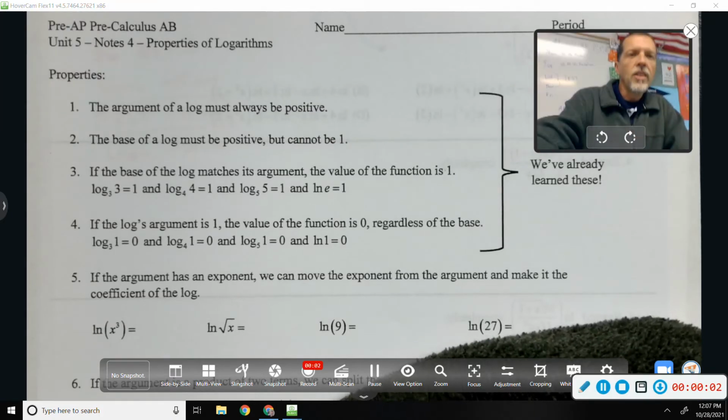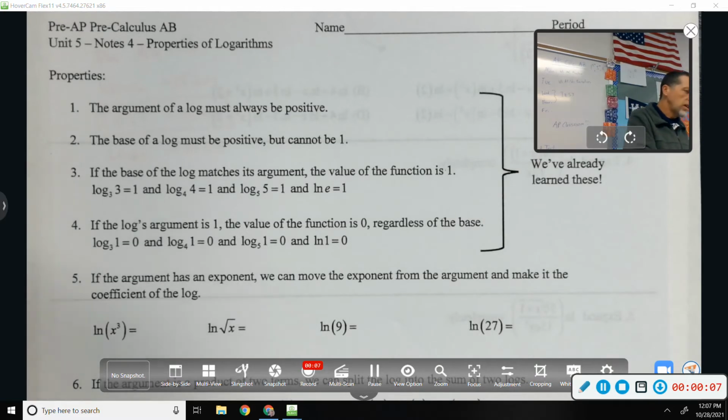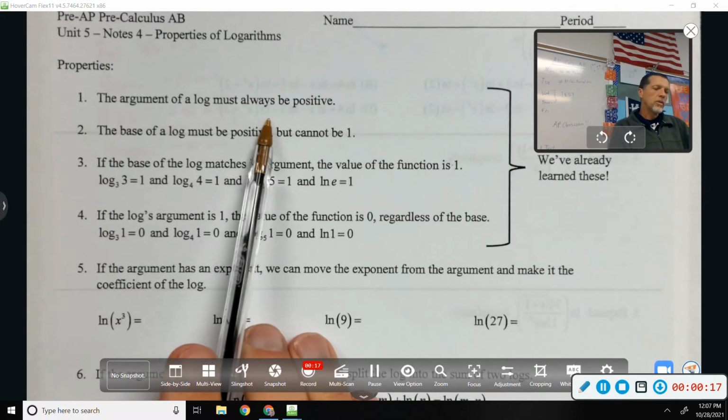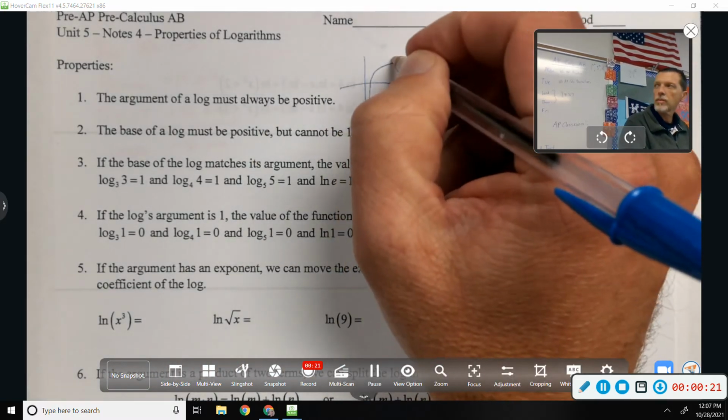All right, so Unit 5, Day 4, Properties of Logs. The good news is you guys know some of this already, so we'll go through some of this pretty quick until we get to the stuff we really need to talk about. The argument of a log must always be positive. Right, a log graph looks something like that.